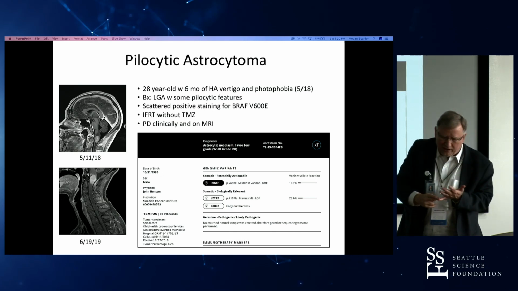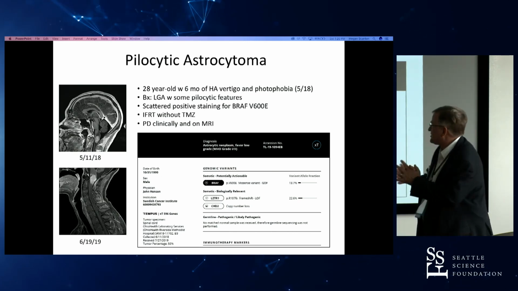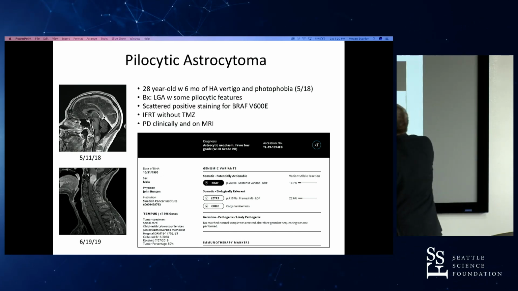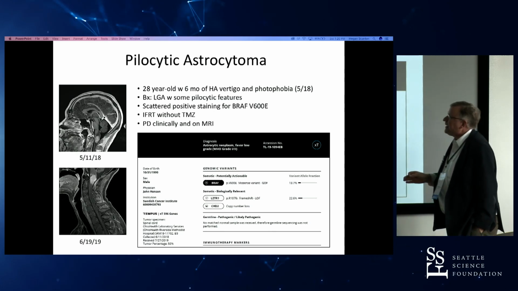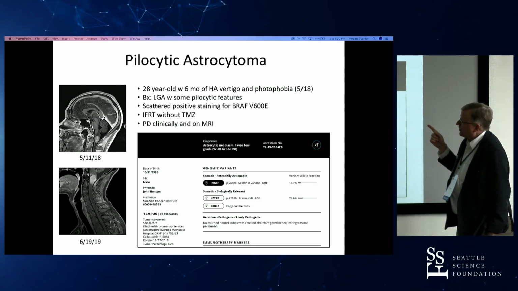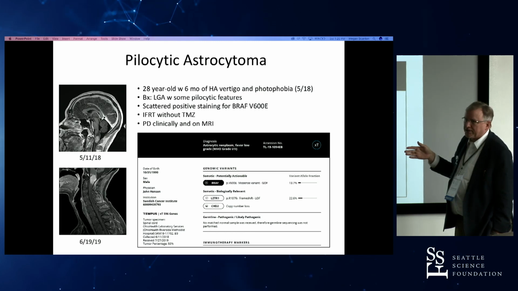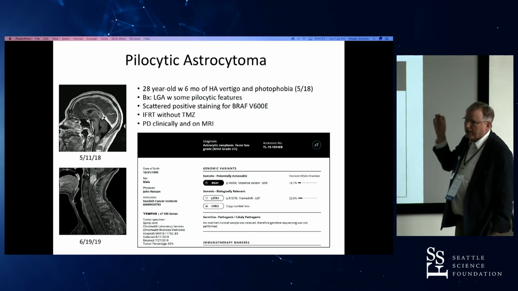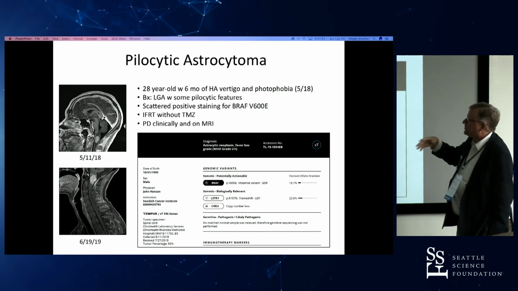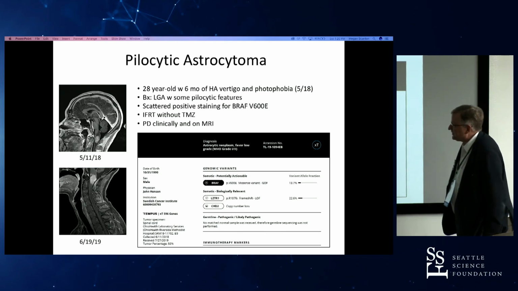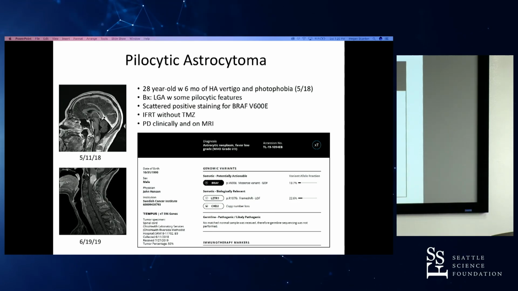It had low-grade features, it had some pilocytic changes in it. And there was a note in the hospital that he had come from that there was scattered positive staining for BRAF V600E. He got radiation treatment without temozolomide, and within months he was getting sick again. When he got to us, he was barely able to walk. And he was throwing up, all the things that you would expect from a cervical medullary junction lesion. And what happened to his tumor after radiation treatment is it went from here to here.